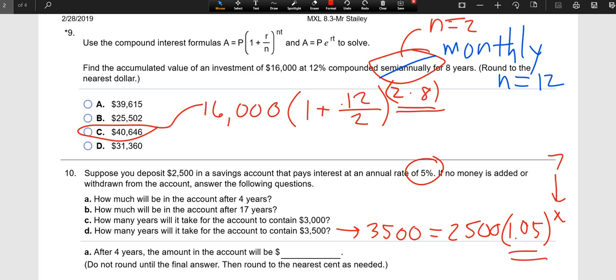For you, I would start with inside the parentheses. So you got 1 plus 0.12 over 12. So that's the first part I would type on your calculator. Did you type that part? 1 plus 0.12 divided by 12. And then I would use a caret, and then I would use a parenthesis, 12 times 8. Yes, it has parentheses.